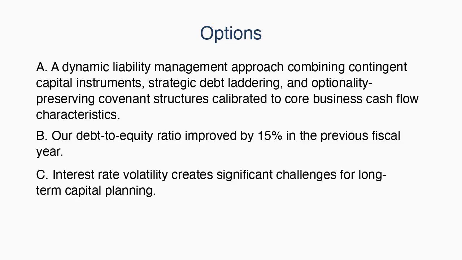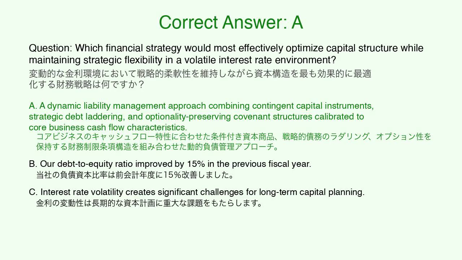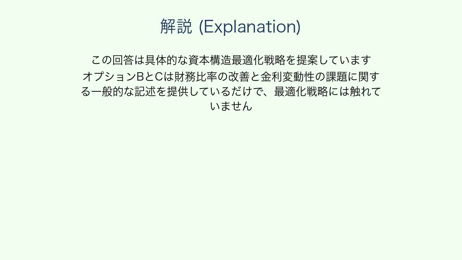Our debt-to-equity ratio improved by 15% in the previous fiscal year. C. Interest rate volatility creates significant challenges for long-term capital planning. You have 3 seconds to think about your answer. The correct answer is A. Let me explain why. Let's move on to the next question.